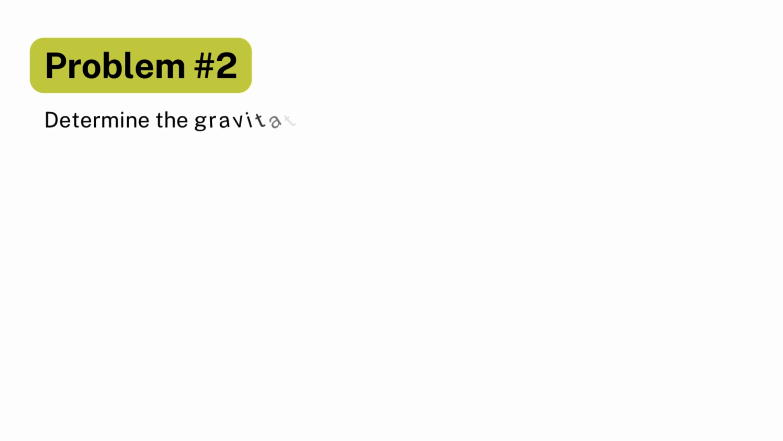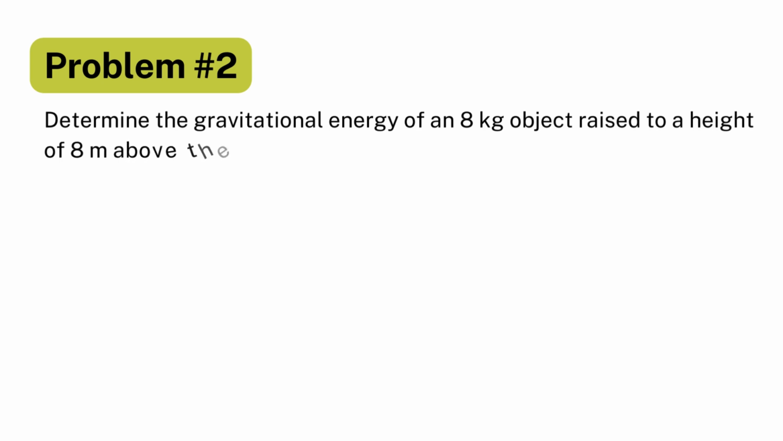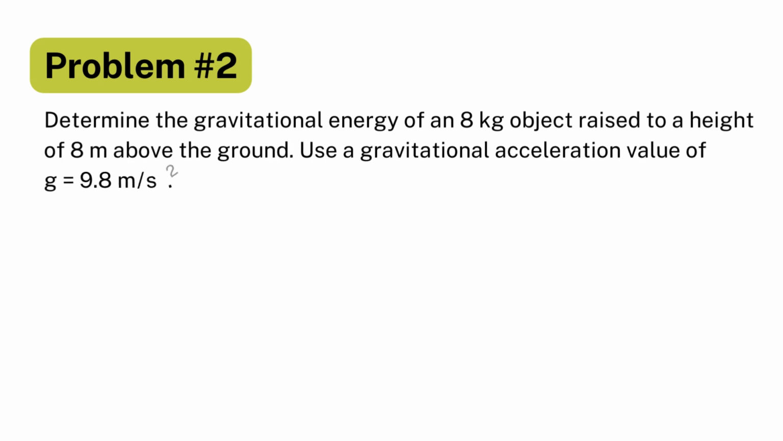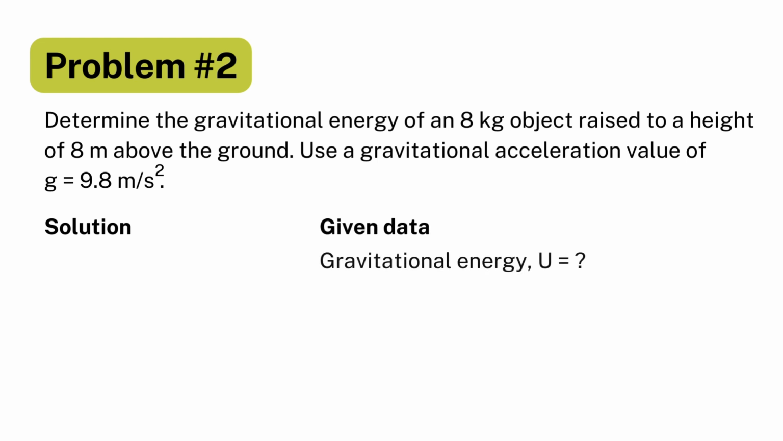Determine the gravitational energy of an 8 kilograms object raised to a height of 8 meters above the ground. Use a gravitational acceleration value of g equals 9.8 meters per second square. Write down the provided data, apply the values to the formula, and find the gravitational energy as needed. We have to determine the gravitational energy, so U is equal to question mark.